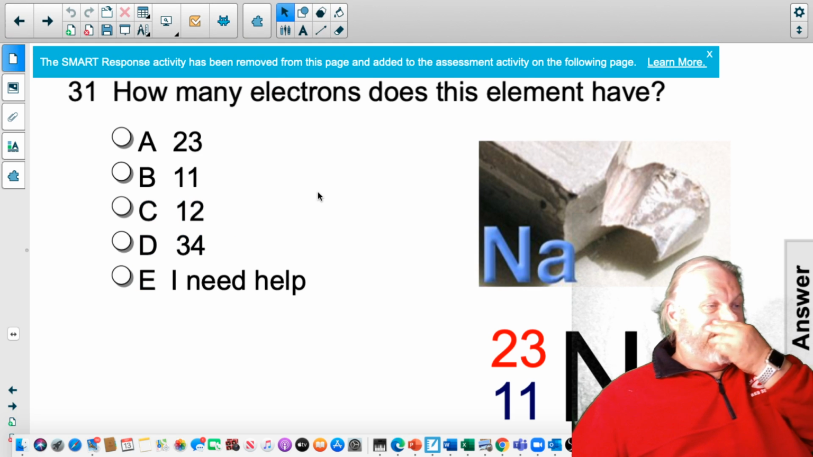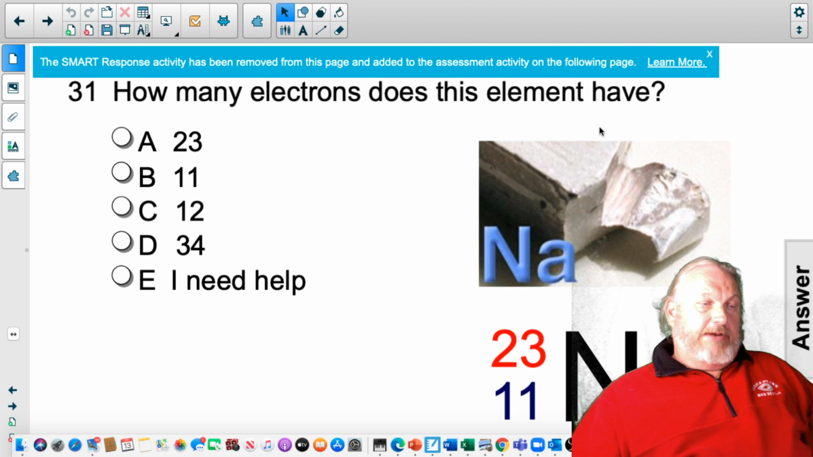So let's think about this. How many electrons does this element have? This is a neutral element, right? It's not charged. So the number of electrons is equal to the number of protons. So that would be 11. That has 11 electrons.